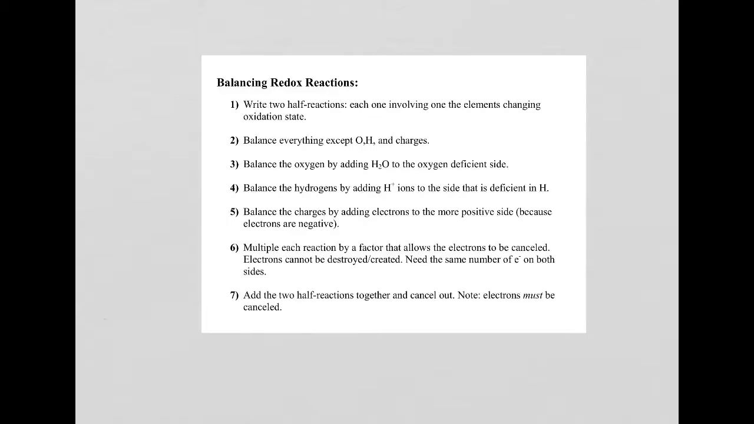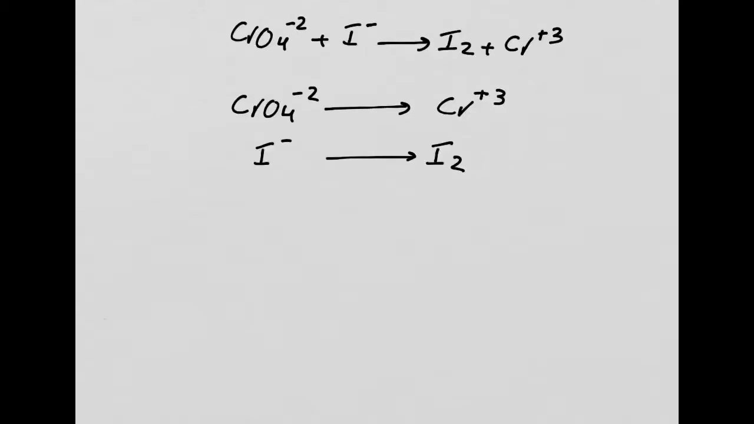Then what you're going to do, you're going to balance everything except oxygen, hydrogen, and charges. I have one Cr over here, one Cr. I'm okay with that. I have one iodine here. I have two over here. So what I have to do, I have to put a 2 over here. So now I have 2I, I'm good. Then what am I going to do next?